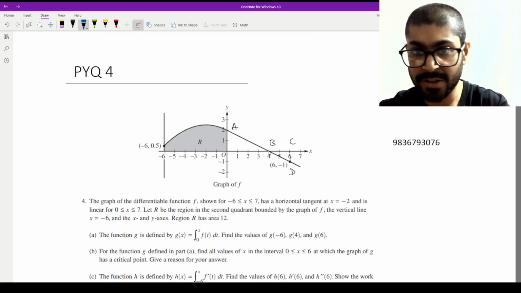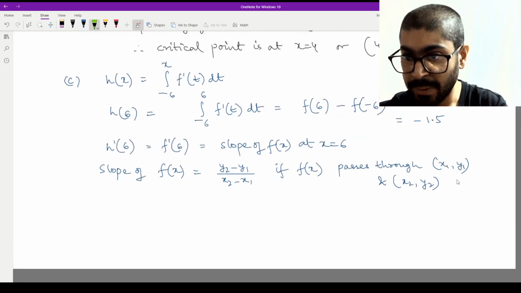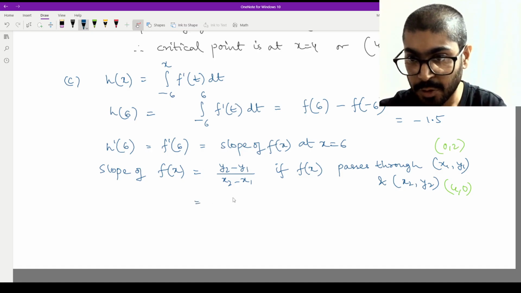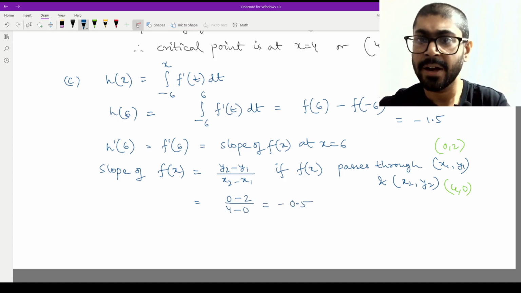B is 4 comma 0, so I'll write them down. This will be A and B, right? So B is 4 comma 0 and A is 0 comma 2. So the slope will be y2 minus y1, so 0 minus 2 by 4 minus 0, which is minus 0.5. I hope you've understood.